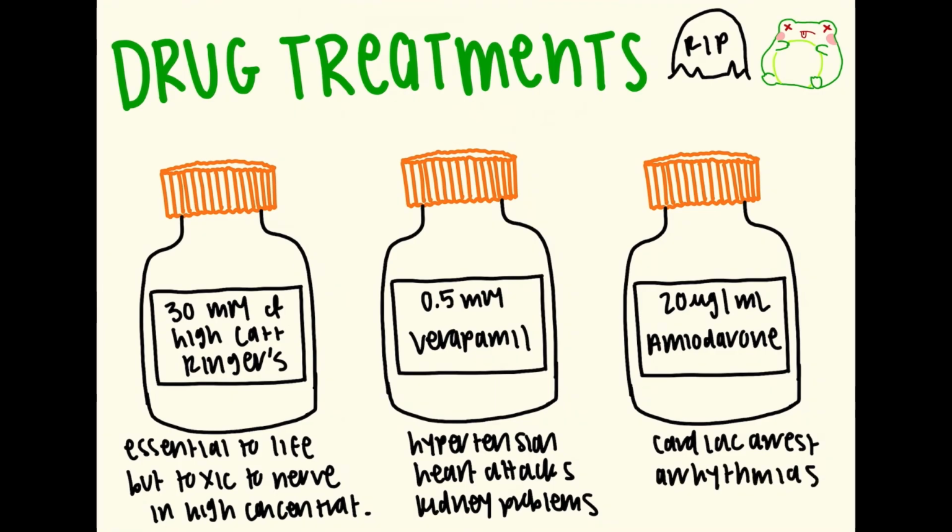Based on their mechanism of action, we expect that high calcium ringer would decrease excitability, that Verapamil would have no effect on the sciatic nerve, and that Amiodarone would increase excitability.